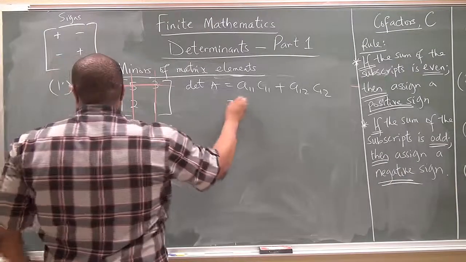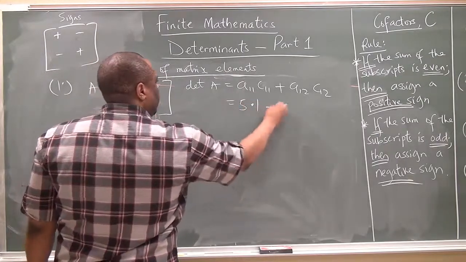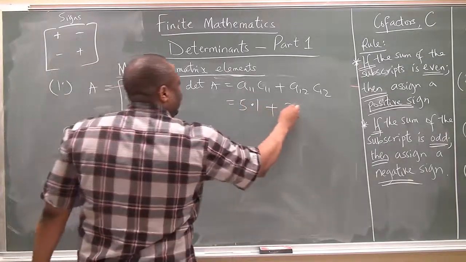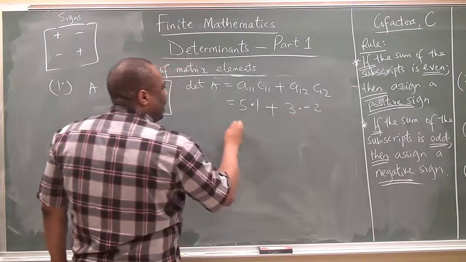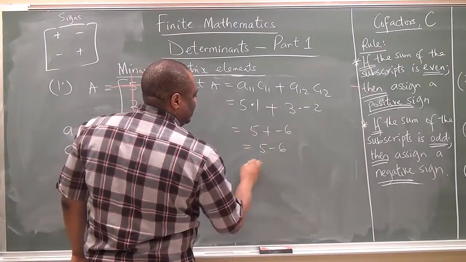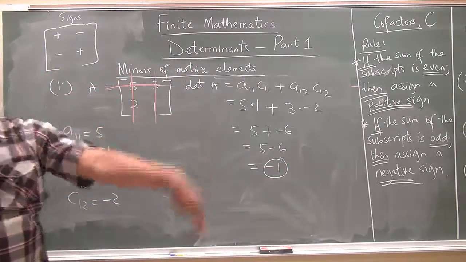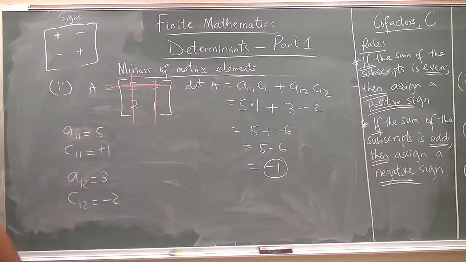Okay, so my determinant of A will be A11 C11, 5 times 1, plus A12 C12, 3 times minus 2. And that will give me 5 plus negative 6, 5 minus 6, and that is minus 1. This is following it from the definition. You can also use A21, C21.